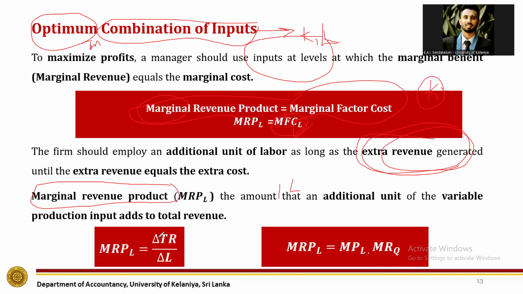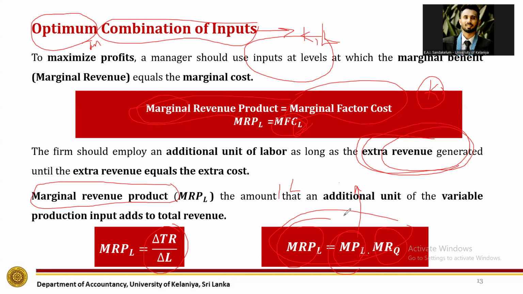This is one equation: delta TR divided by delta L. Another equation we can take, the marginal revenue product equals MPL times marginal revenue. MPL means marginal product of labor. Why do I ignore the capital and take only the labor? The reason is that in the short term we change only the labor, not the capital. So the revenue change arises only from changing the labor. So MPL times the marginal revenue of the quantity.